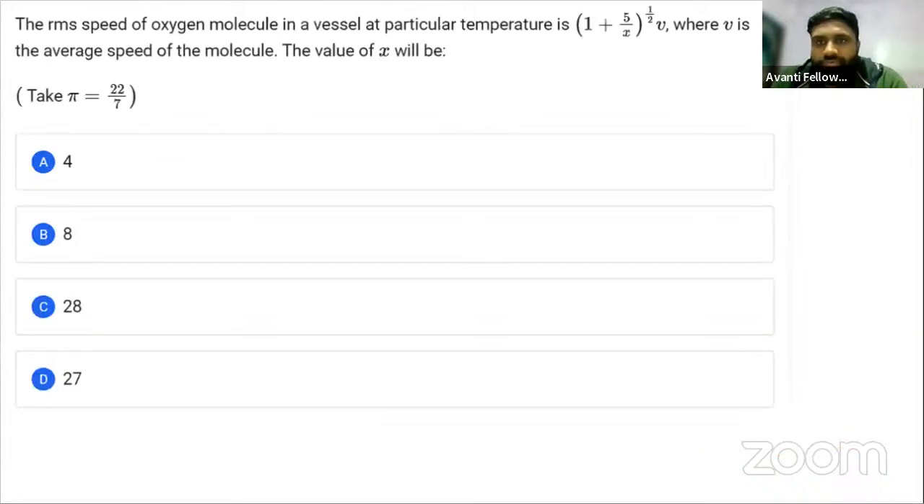Now this one, try to solve this one. I'm giving you 2 minutes to solve this. Let me know the answer. It is given in the question that the RMS speed of an oxygen molecule, and oxygen is a diatomic gas, so keep in mind, the RMS speed of an oxygen molecule in a vessel at a particular temperature is (1 plus 5 by x) raised to the power 1 by 2 into V, where V is the average speed of the molecule. Now the value of x will be? Okay. So try to solve it.